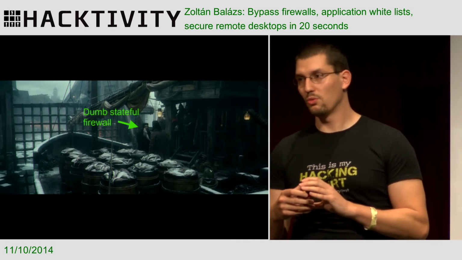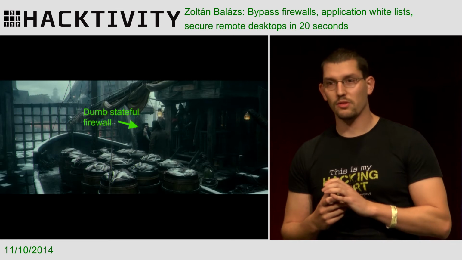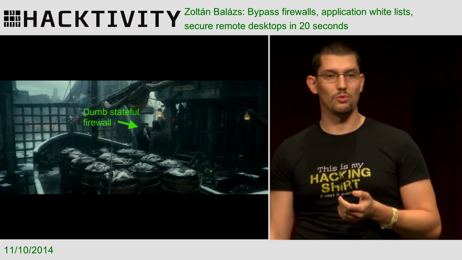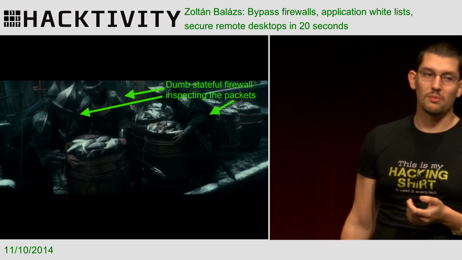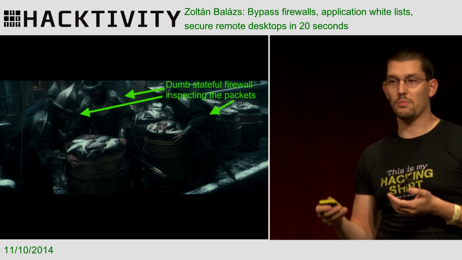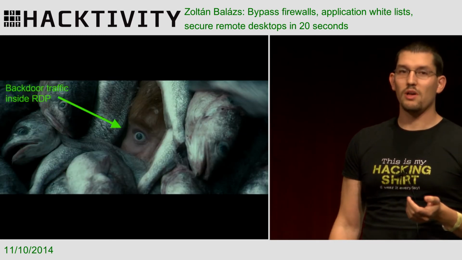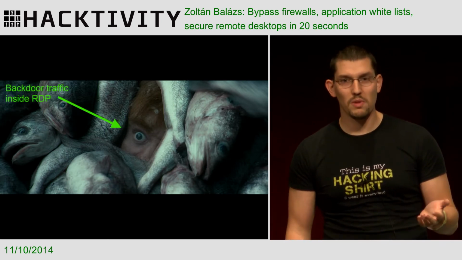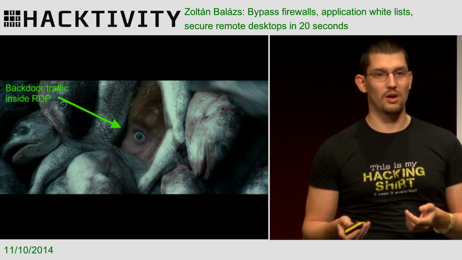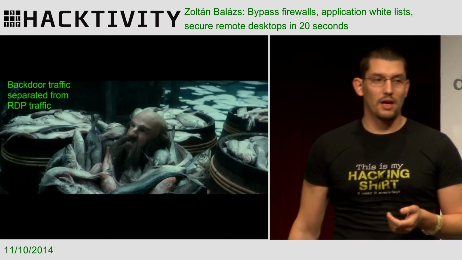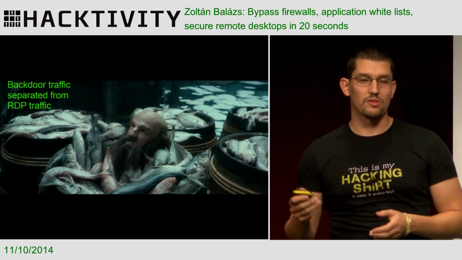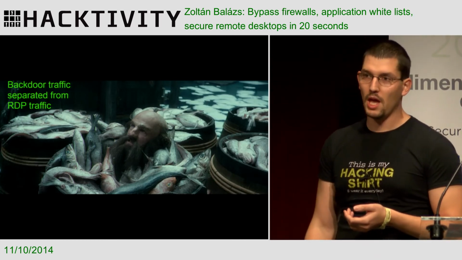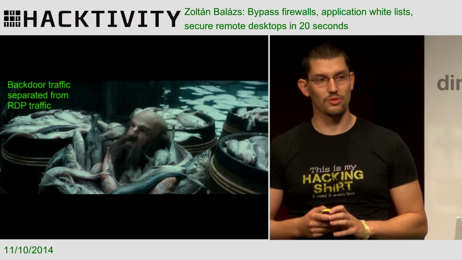So if you are into the Lord of the Rings, this is something similar: this guy is the very dumb stateful firewall, and this dumb stateful firewall will inspect all the packets. But it will never check what's inside that traffic, and it might be that it's not RDP traffic at all, but some backdoor. And at the end, you can separate the backdoor traffic from the RDP one. And yes, today firewalls are usually so stupid.